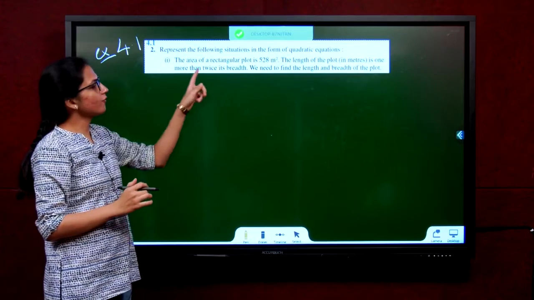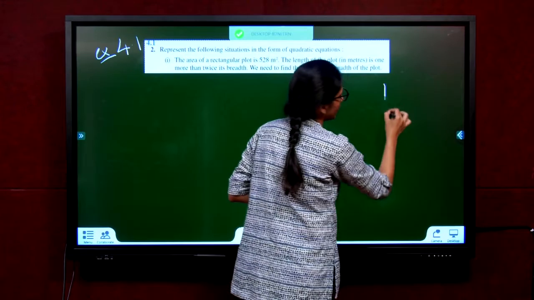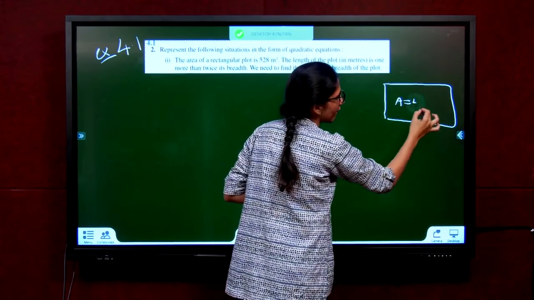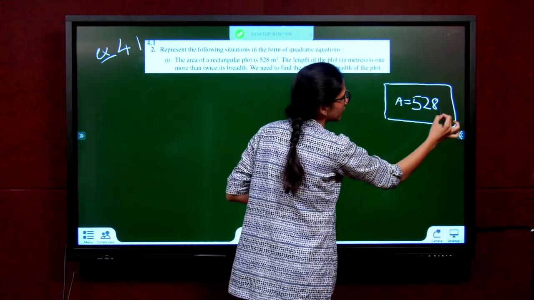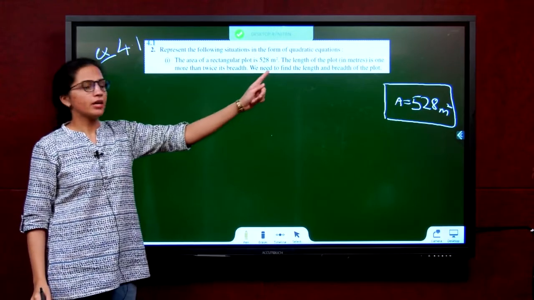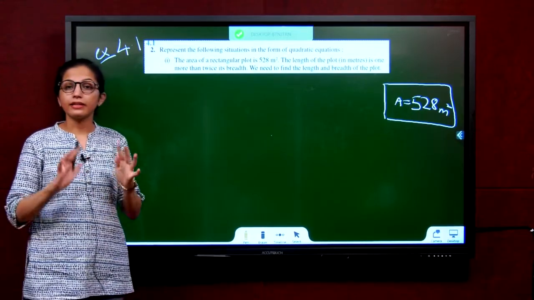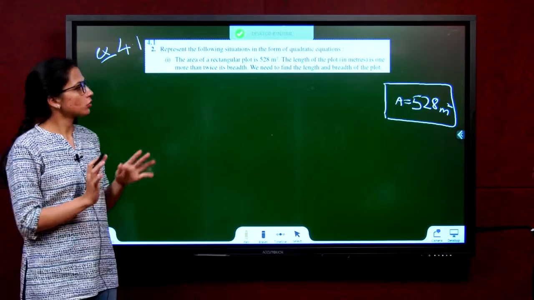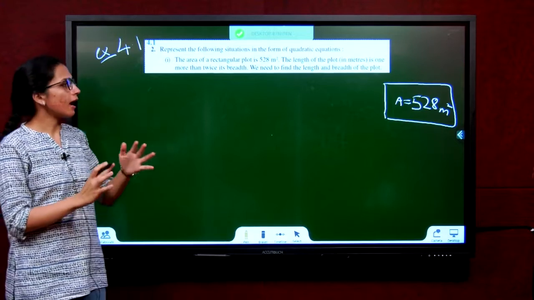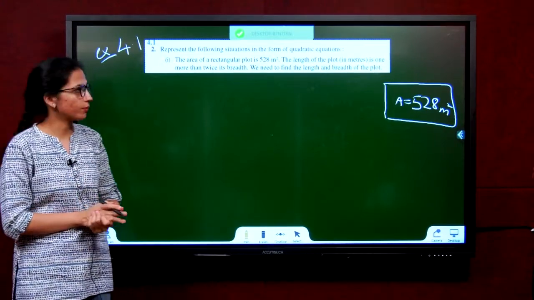The area of a rectangular plot is 528 meters square. We have a rectangular plot whose area is 528 meters square. The length of the plot is 1 more than twice its breadth. Little confusing. So, I will show you two methods for this. We will see how to do both and you can decide which one's easier for you.